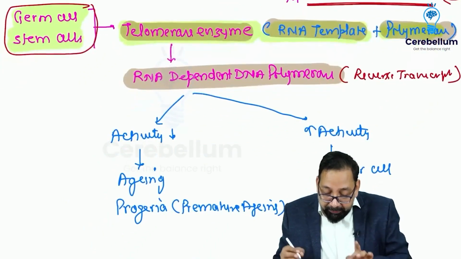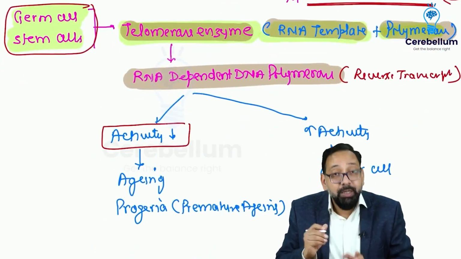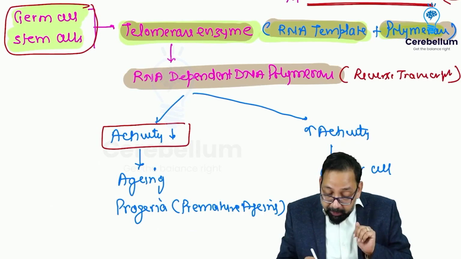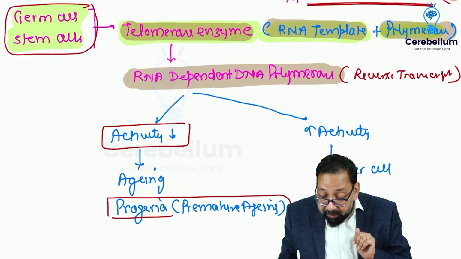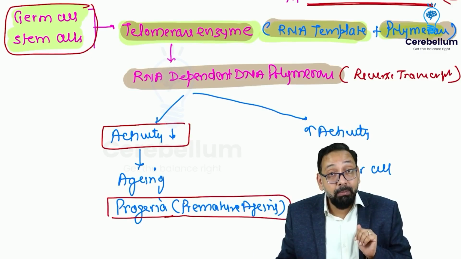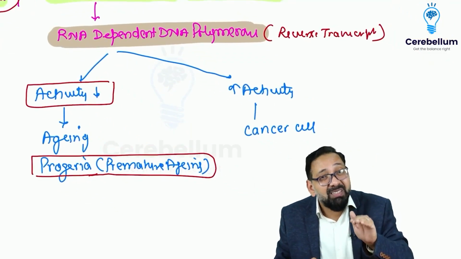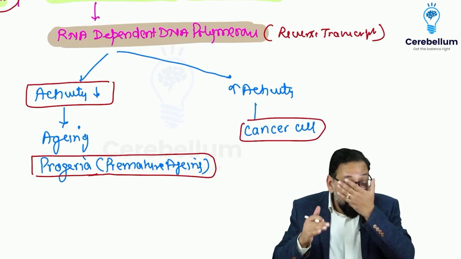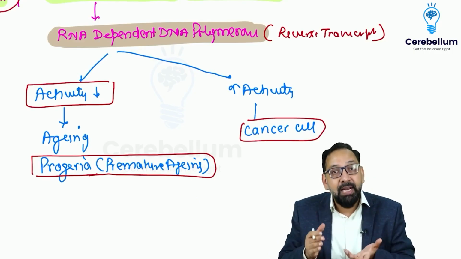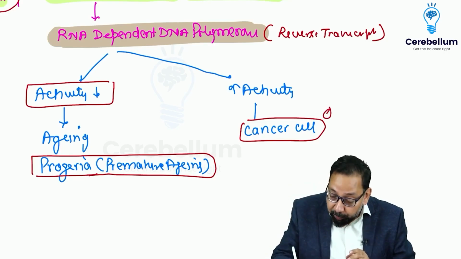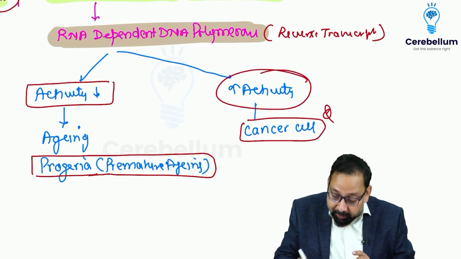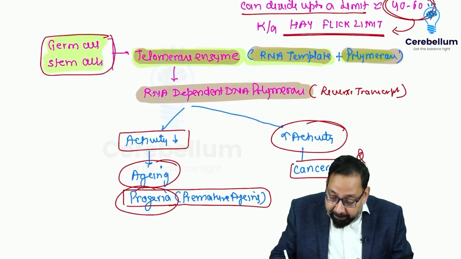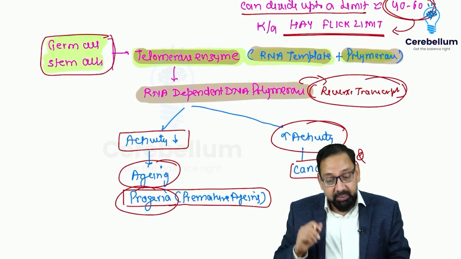We found that as you get older, meaning aging, telomerase activity decreases. In progeria syndrome, premature aging, like in the movie Paa with Amitabh Bachchan, telomerase activity is decreased. In cancer cells, which divide regularly and don't die, telomerase activity is increased. Question: telomerase activity is increased in cancer, decreased in aging, and decreased in progeria syndrome. This is RNA-dependent DNA polymerase, also called reverse transcriptase.